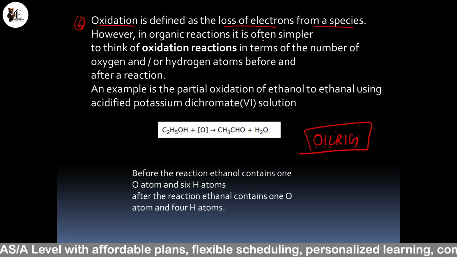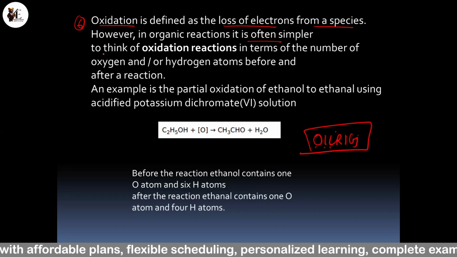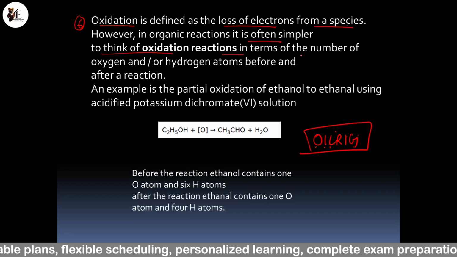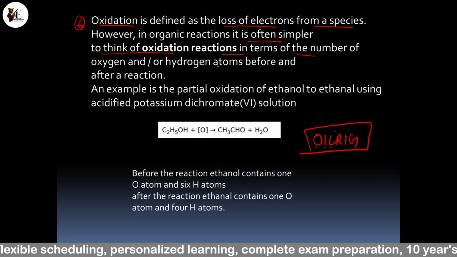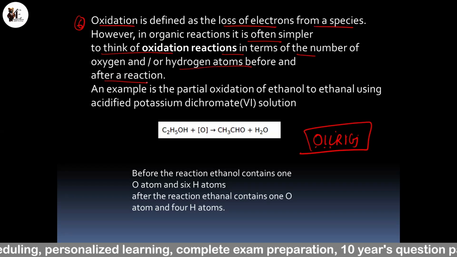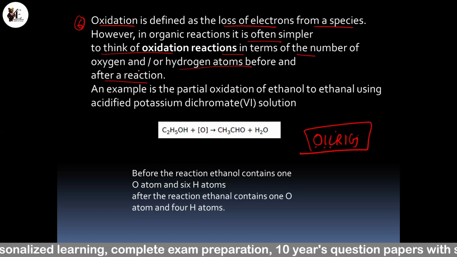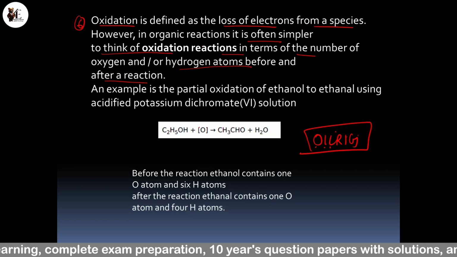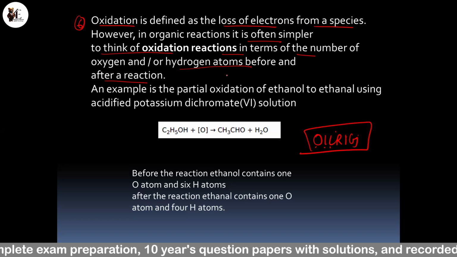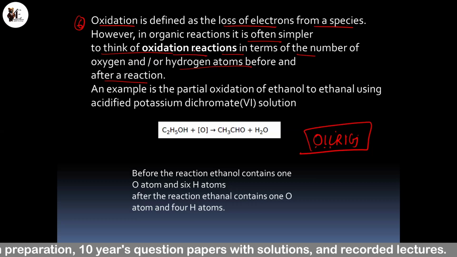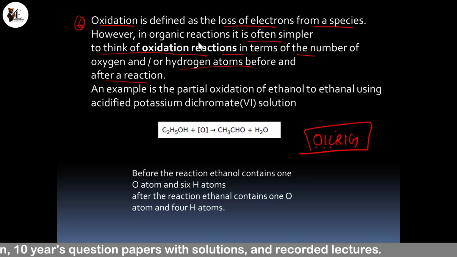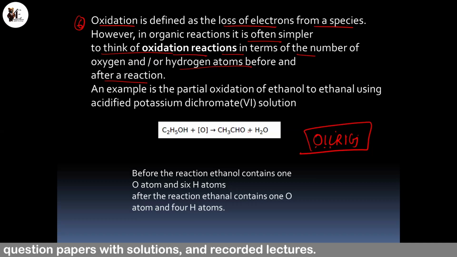However, in organic reactions, it is often simpler to think of oxidation in terms of the number of oxygen and or hydrogen atoms before and after a reaction. But since this is a higher level of chemistry, we'll consider oxidation by the use of oxidation state. If there is an increase in oxidation state, it is oxidation, and if there is a decrease in oxidation state, it is reduction. So let us see this reaction.